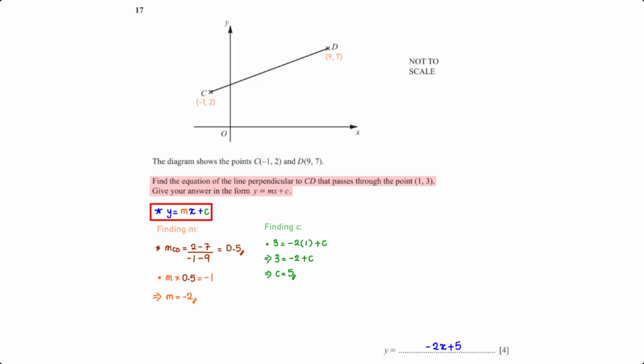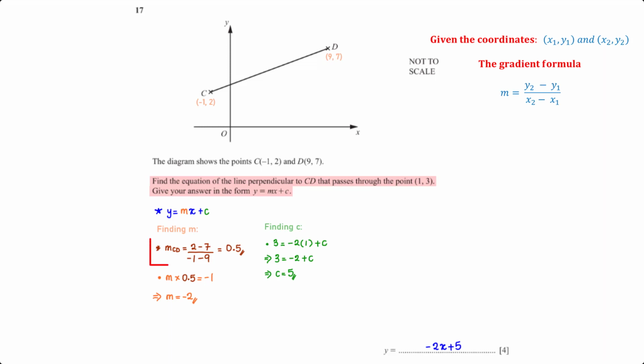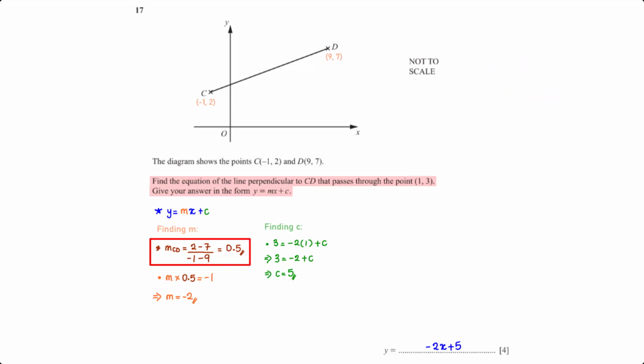equals mx plus c. To get the gradient of line CD, we apply the gradient formula. This gives us (2 minus 7) divided by (-1 minus 9), which is equal to 0.5. The product of the gradient of the perpendicular line and 0.5 must be equal to -1. This gives us the gradient of the perpendicular line as -2.